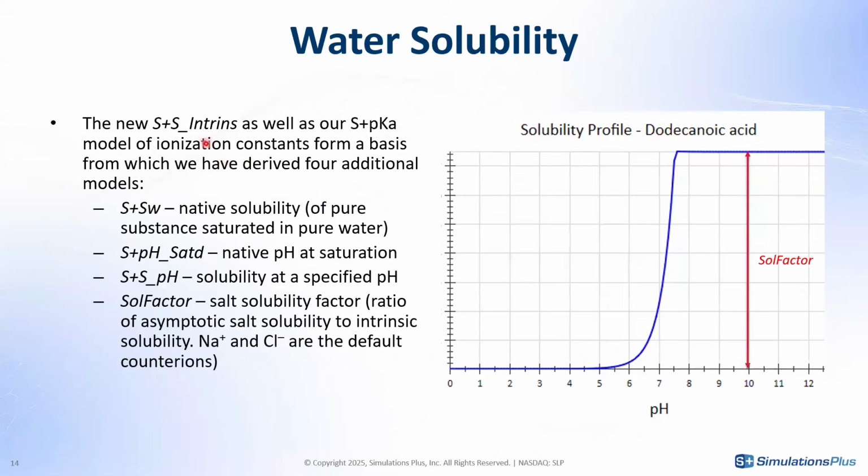Then with that new model of intrinsic solubility, in combination with our own pKa model, we re-derived the 4 dependent models. So the native solubility that up to now has been the primary model, the base model, native pH at saturation, solubility at a user-specified pH, and the solubility factor, which is the ratio of salt solubility to intrinsic. So these 5 models, we've had these 5 models before. We just made the decision to train them in a different way, and the result is a larger training set and better overall predictive performance.